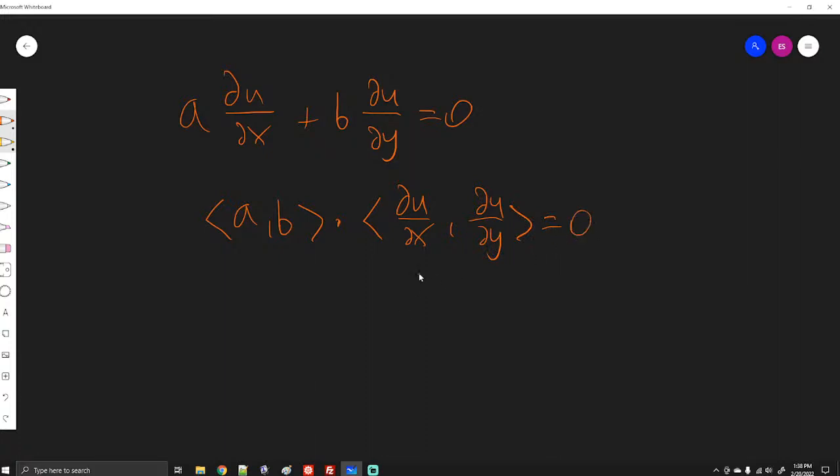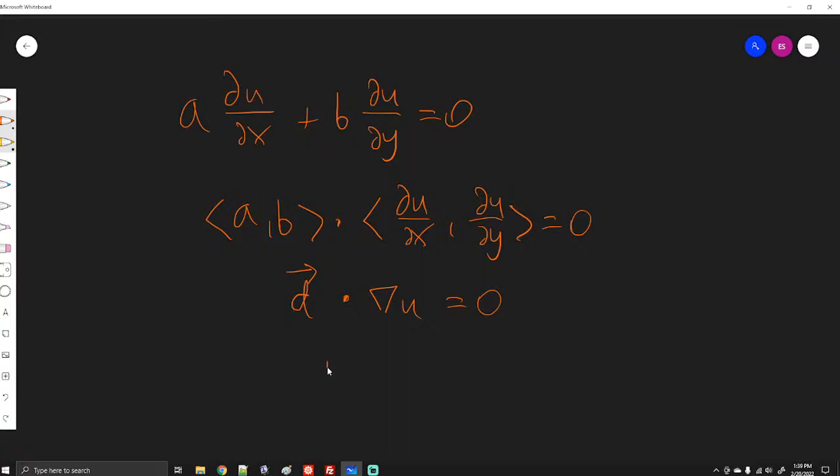So this vector on the right here is known as the gradient vector. And this vector here is a direction vector. I'm going to call it d. Now, this equation here indicates that u does not change in the direction of d. Therefore, u changes in the direction orthogonal to d.